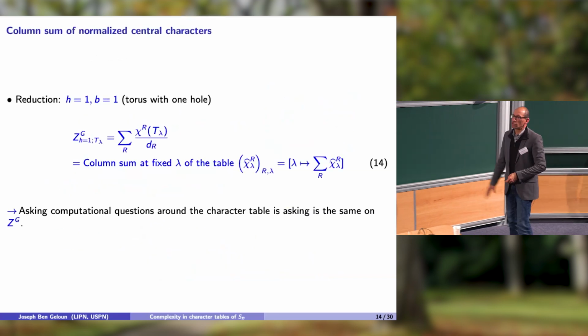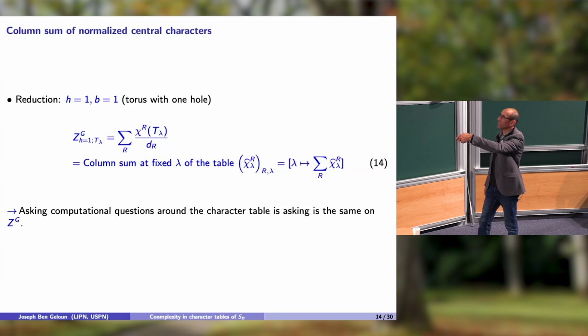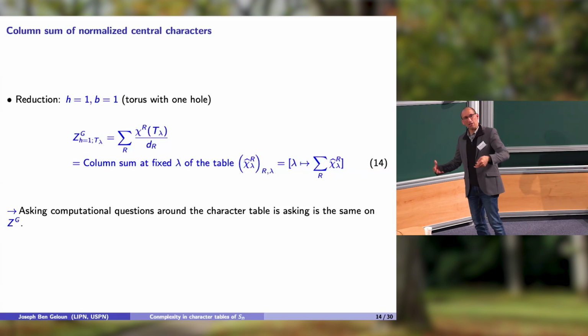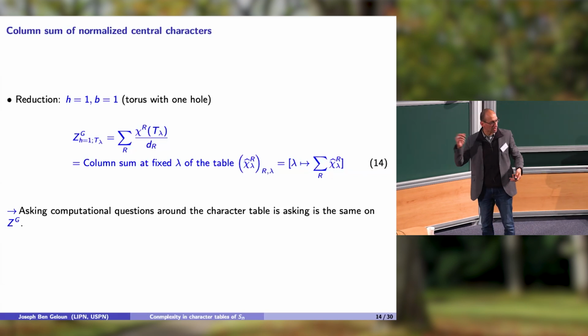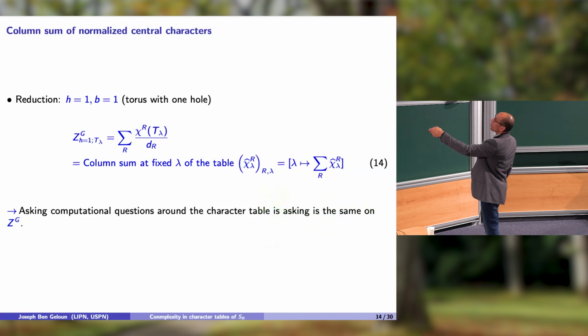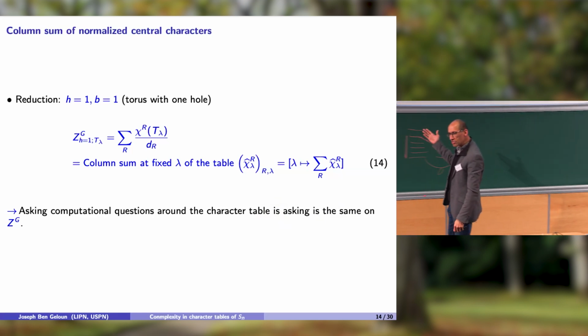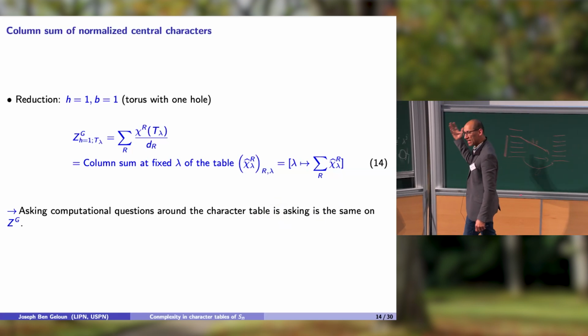So, of course, then you restrict just to h equals 1 and b equals 1. You go back exactly to the column sum of a character table, a variant character table of the symmetric group, the one that I've just discussed before. So these are exactly the column sums of chi-hat. So asking computational and combinatorial questions for this column sum is important because it determines how you will understand your partition function.